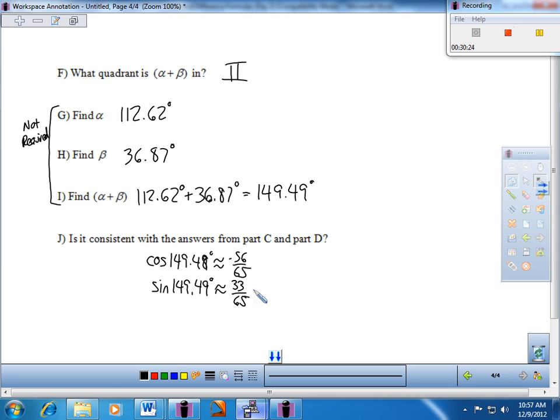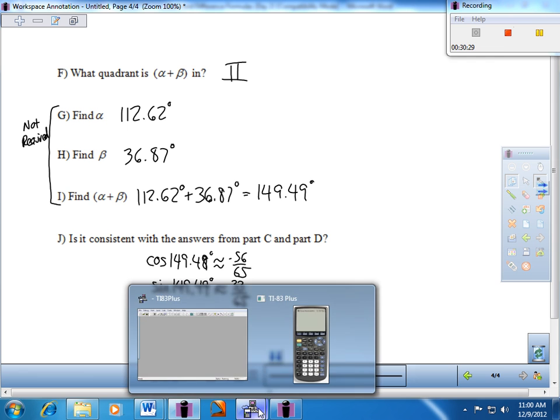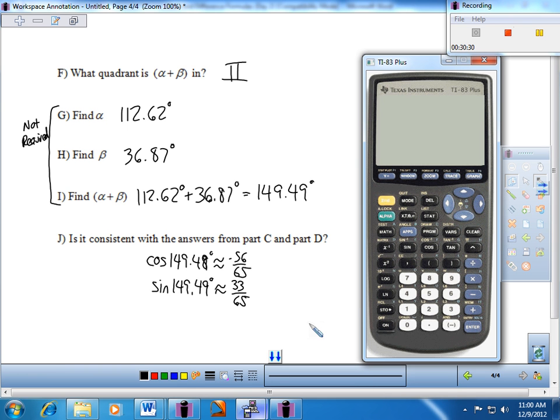Let's see. I'm going to bring the calculator up one more time, and we'll see if we can put a big yes to it that, hey, we did all our work nice and everything was consistent, or didn't work at all. We'll find out momentarily. So here's what I'm thinking. Let's take the input and find its cosine ratio. So cosine 149.49. And we get that decimal right there. Is that roughly negative 56 over 65?